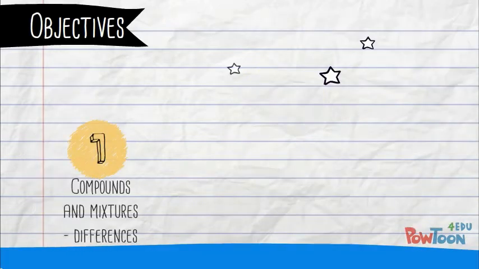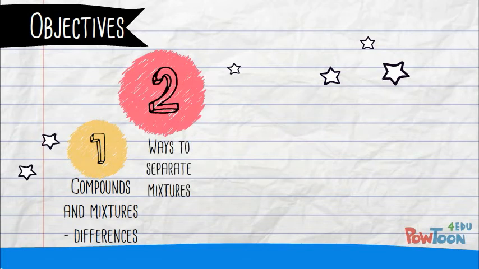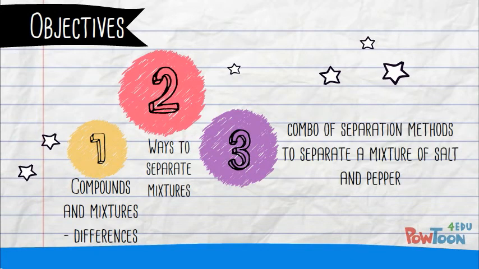I hope you got all your objectives answered in your notes. What's the difference between compounds and mixtures? What other ways are there to separate mixtures? And what's the combination of separation methods you could use to separate a mixture of salt and pepper?